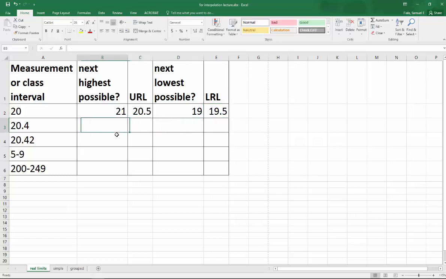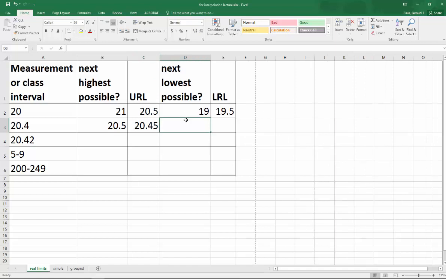Now, imagine we measured more precisely. We measured all the way to the tenths place, and our measurement is 20.4. Now the next highest possible number isn't 21, right? Because we're measuring more precisely, the next highest possible number at this level of precision is 20.5. So halfway between 20.4 and 20.5 is 20.45. Same thing with the next lowest possible number. Below 20.4 is 20.3, so the lower real limit, halfway between, is 20.35.